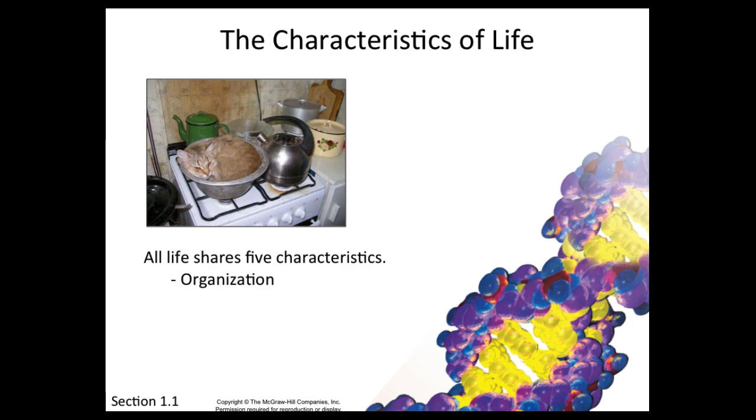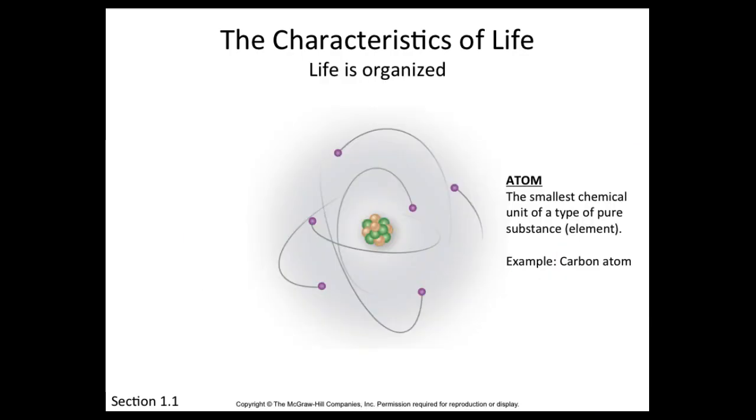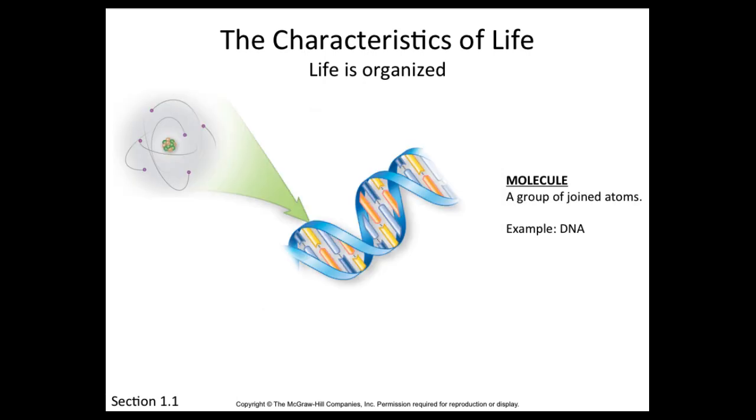And these 5 characteristics of life are organization as number 1. Life is organized. Atoms are the smallest chemical unit of a type of pure substance. We also refer to this as an element. For example, the carbon atom is seen here on your screen. Atoms are organized into molecules. Molecules, therefore, are defined as a group of joined atoms. And an example of a molecule, and we're going to spend a lot of time studying this, is DNA.